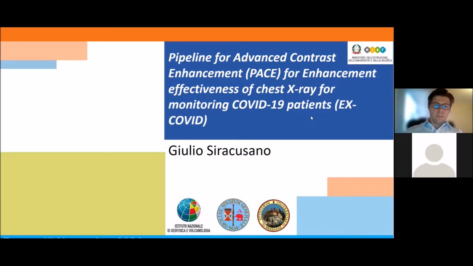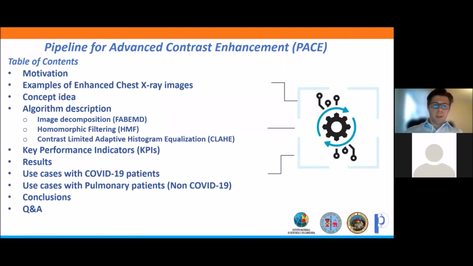Well, first of all, in this slide, we are going to see an overview of the topics we are about to touch during this presentation. First, we will discuss what is the motivation behind this project, why this project is so important to push forward the current diagnostic capabilities using chest X-ray and bringing effective results in the diagnosis of pulmonary diseases. Examples of enhanced chest X-ray images will be provided and compared against traditional chest X-rays.